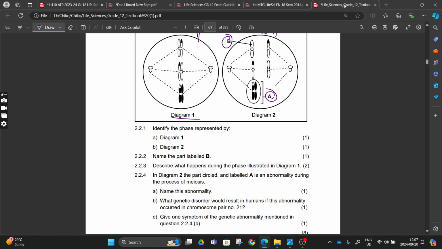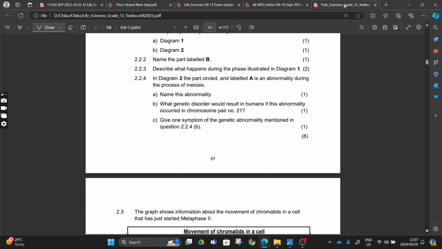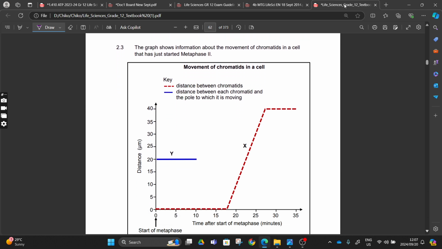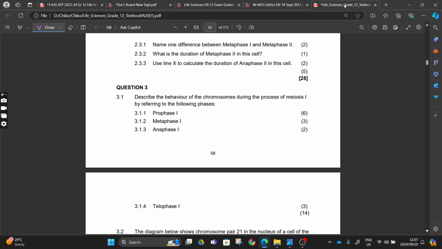What genetic disorder could result in humans if this abnormality occurred in chromosome pair number 21? You have pair number 21 chromosomes, right? From there, give 1 symptom of the genetic abnormality mentioned in the previous question. Memory loss, hearing loss, right? We did them up there. Hearing loss, small mouth, small nose, and so on. The activities are still there, guys.